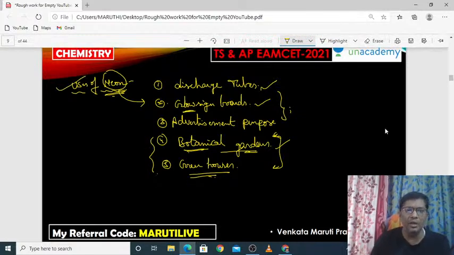So uses of neon gases, you write here: we use it in glow sign boards, we use it in discharge tubes. For advertisement purposes we are using these neon gases in lights, in lamps. And in botanical gardens we are using some of the lights which are already filled with neon. And in greenhouses also we are using some of the lamps. That lamp is also filled with neon. That's all.